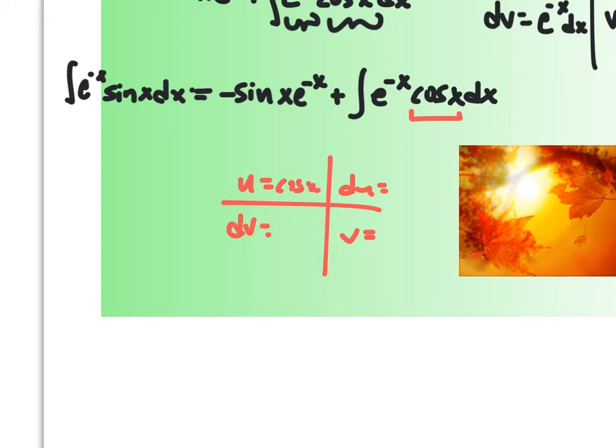I'm going to do integration by parts again. Okay, so u, dv, du, and v. All right, so what would u be here? Well, u would have to be cosine x. So du would be negative sine x dx. dv would then be e to the negative x dx yet again. Therefore, I'd get the same for v as I did before.